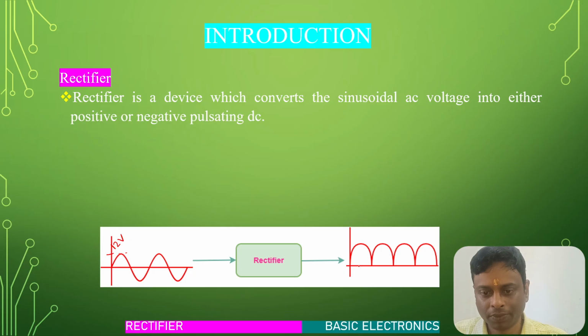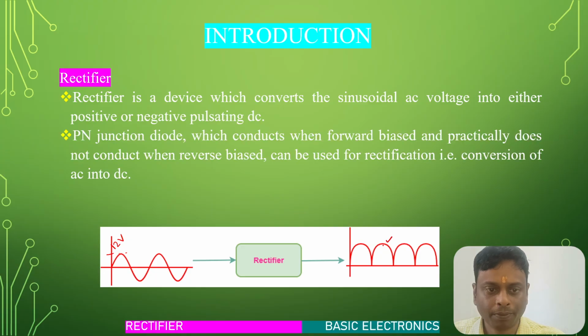You can see this is the output of a rectifier. So we can have the positive or negative pulsating DC. Okay. So this is the output of a rectifier unit circuit. So you can see actually what we are using the rectifier. In the rectifier we are using the diodes.